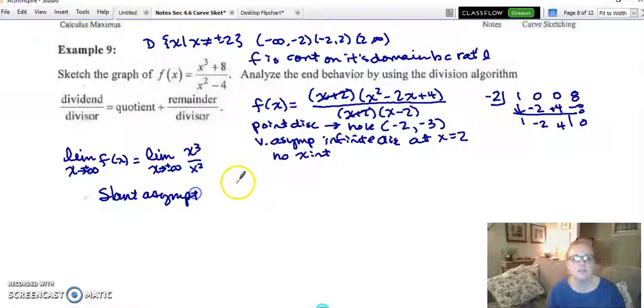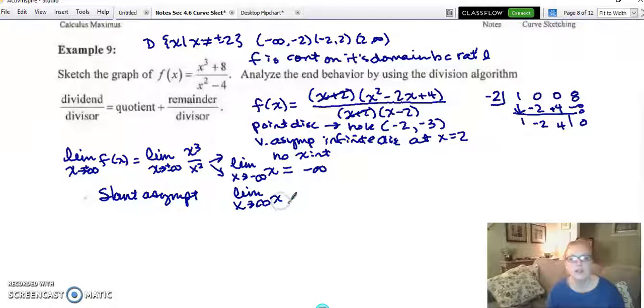And it's a slant asymptote because you have a linear term when you simplify that. The degree on the top is exactly one more than the degree on the bottom. That's how you know you have a slant asymptote. So we know that the limit as x goes to negative infinity of x is going to be negative infinity, but the limit as x goes to infinity of x is going to be positive infinity.